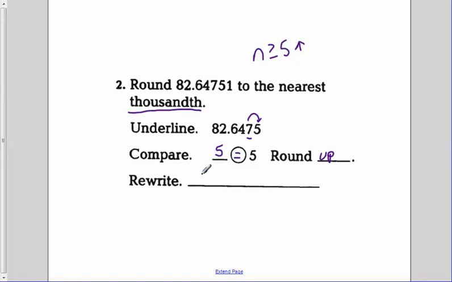So that means that our number changes to 82.648, or we could say 0.6480. Either one would be correct. Preferably, we would write it the first way, but that's fine.